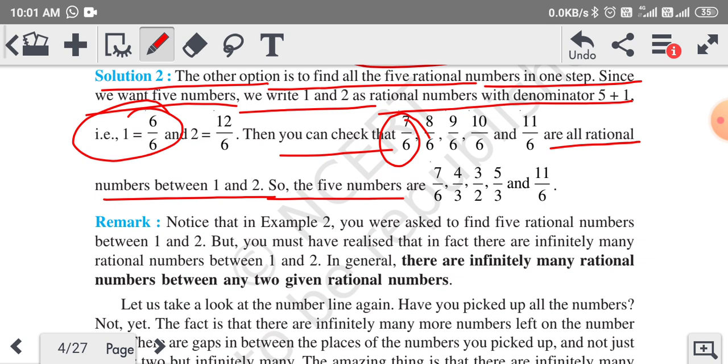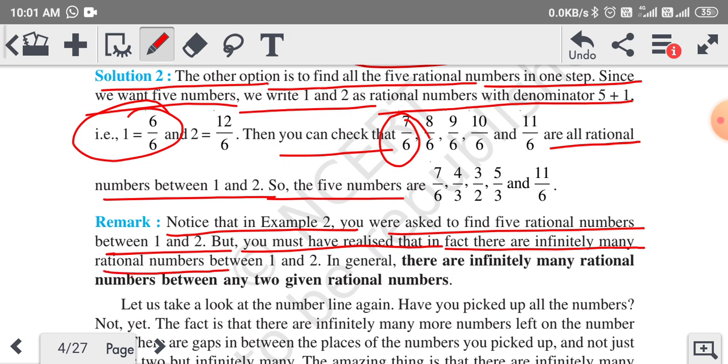Remark: notice that in Example 2 you were asked to find 5 rational numbers between 1 and 2, but you must have realized that in fact there are infinitely many rational numbers between 1 and 2. In general, there are infinitely many rational numbers between any two given rational numbers.